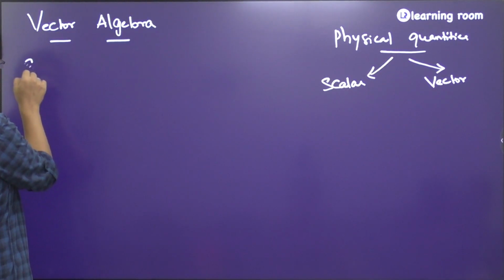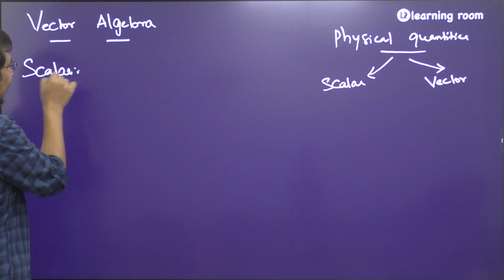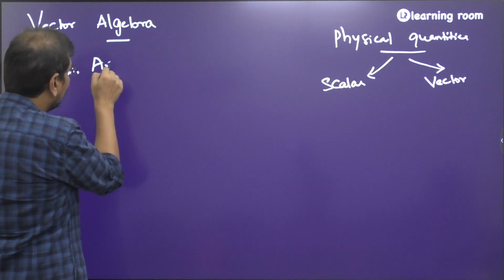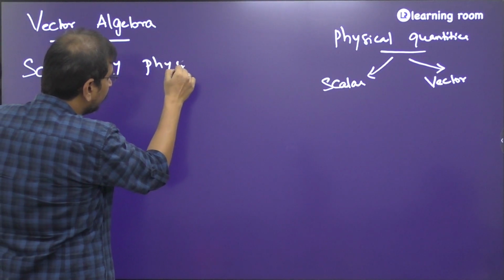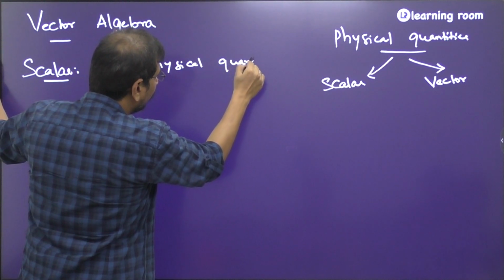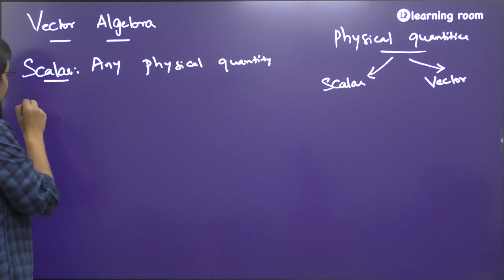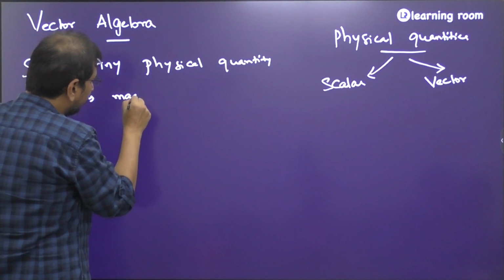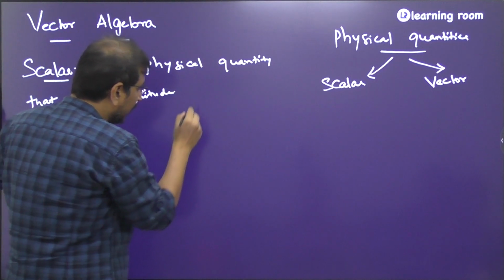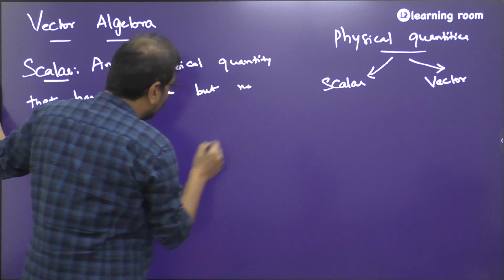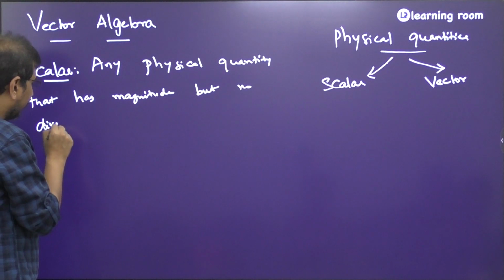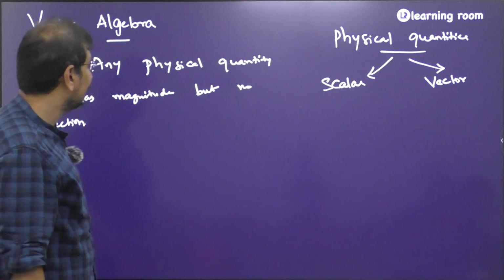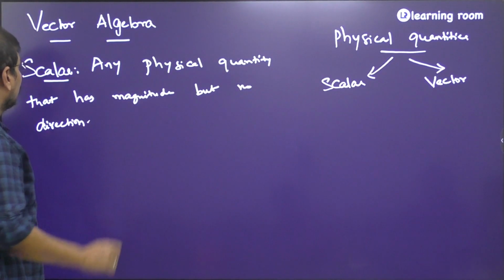For that, the first thing that I am going to define is a scalar quantity. So what do you mean by a scalar quantity? Any physical quantity that has magnitude but no direction is said to be a scalar quantity.